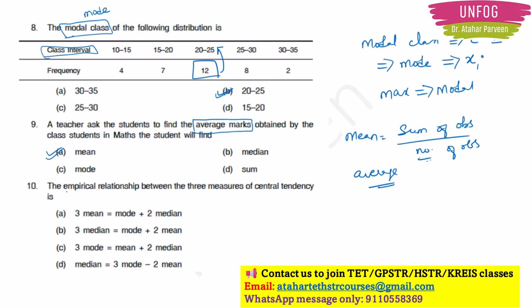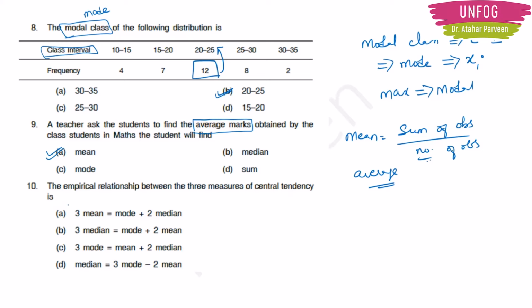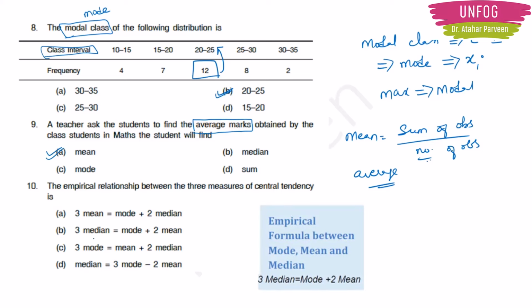Next, question number 10. The empirical relationship between the three measures of central tendency is. Remember what the empirical relationship we told? It should be 3 median is equal to mode plus 2 mean. So option B will be the right answer. This is the empirical formula. They have asked the direct formula in this question.